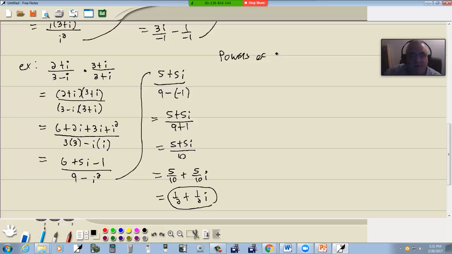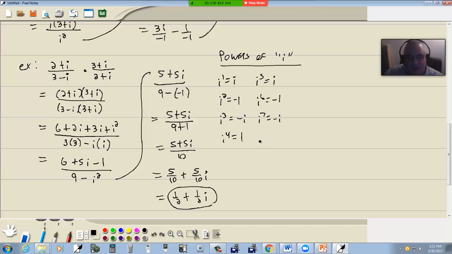Now we have powers of i. i to the first is i. i squared is equal to negative 1. i to the third is negative i. i to the fourth is positive 1. i to the fifth is i. i to the sixth is negative 1. i to the seventh is negative i. i to the eighth is 1. And it repeats in the same pattern over and over, in groups of 4.